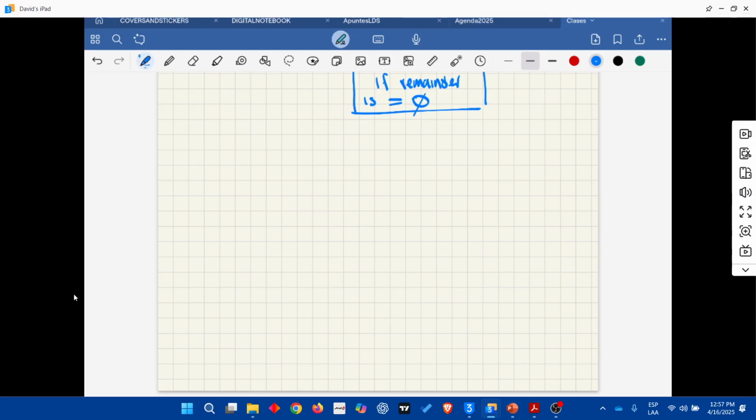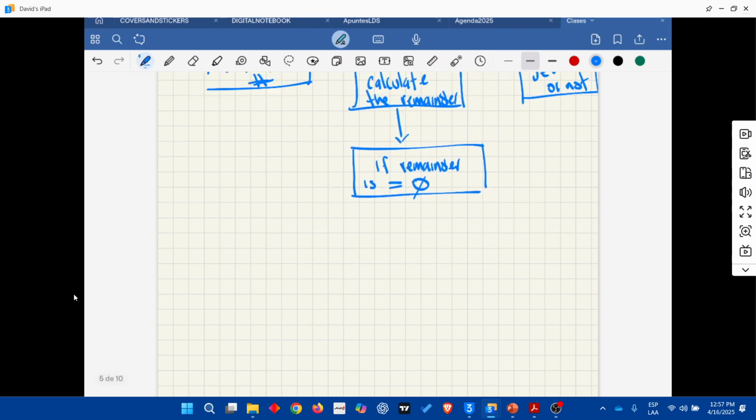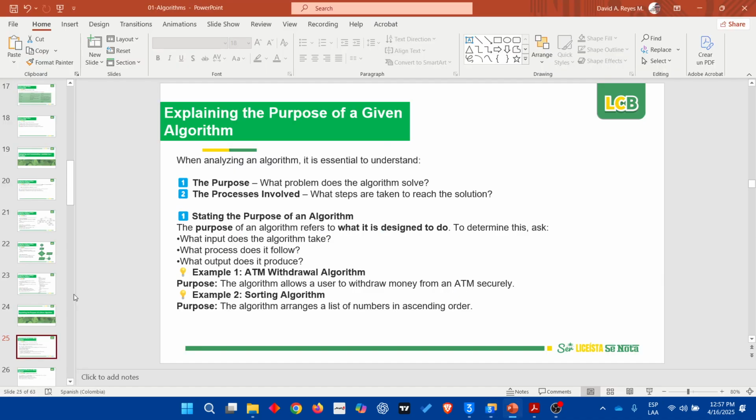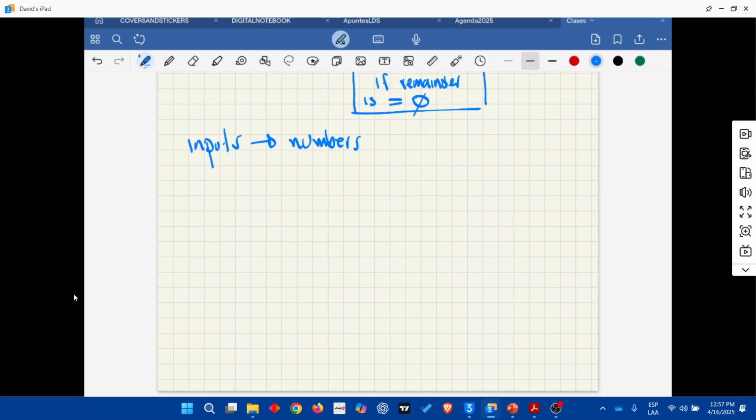So let's continue here. If we are talking about whether a number is even or not, what do we need? Obviously, we need some inputs, which are the numbers that we are going to calculate if they are even or not. So what are we going to do next? We receive the numbers, and we are going to calculate the remainder.